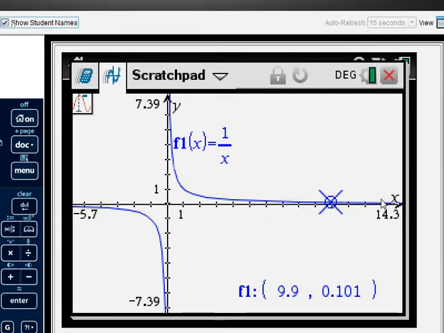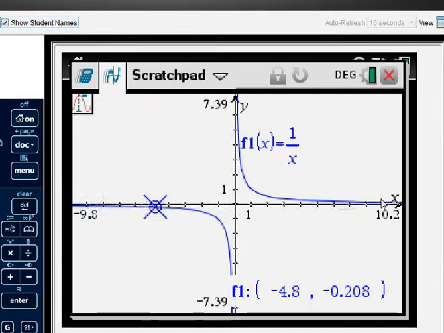Now we're going to switch to the other side. As x is going towards negative infinity, y is going towards what? 0. Okay, so let's get rid of this.